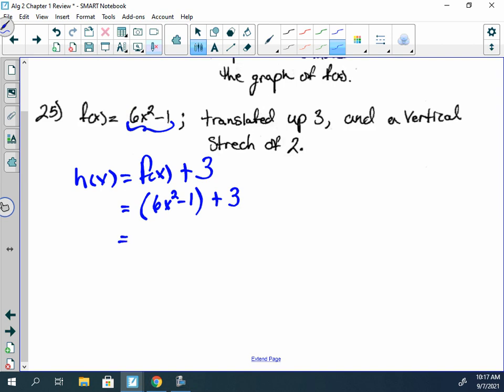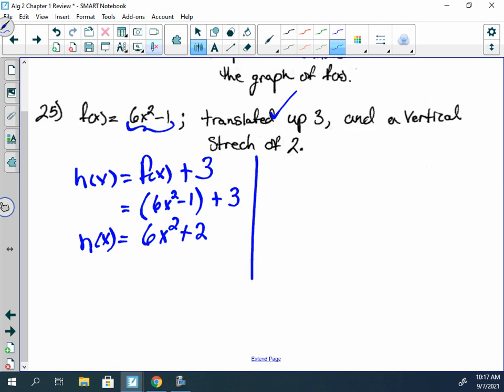Well, we can drop the parentheses because we don't need them, yes? What's negative 1 plus 3? And it would be positive, yes? So we move the function up 3? Well, yes. Okay, so that's done.